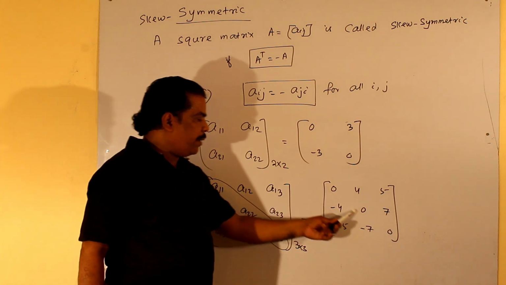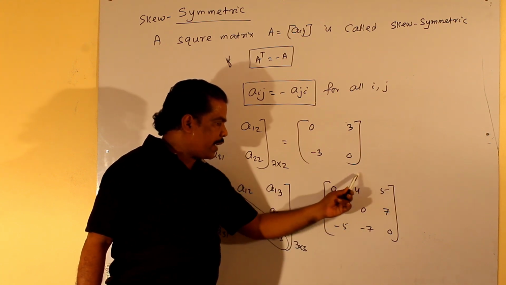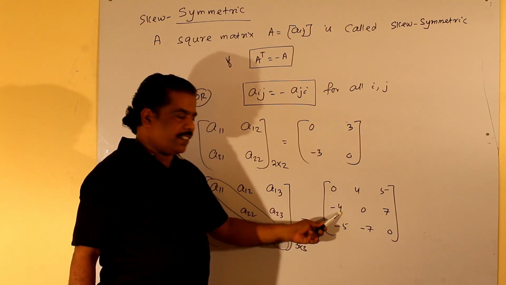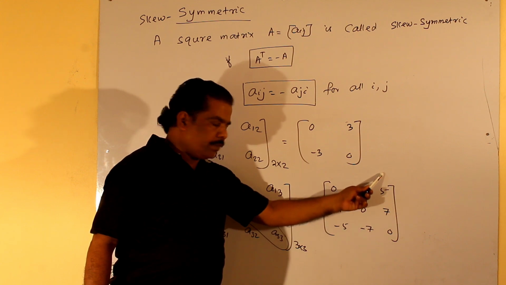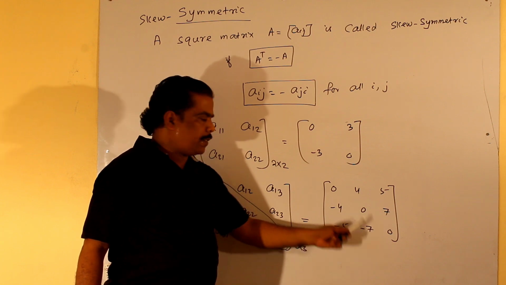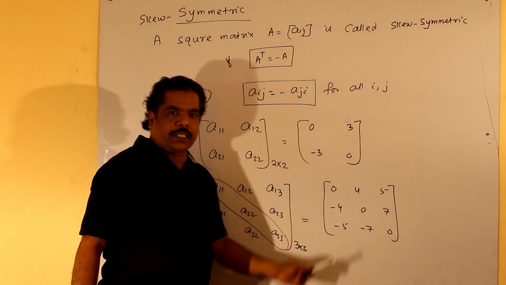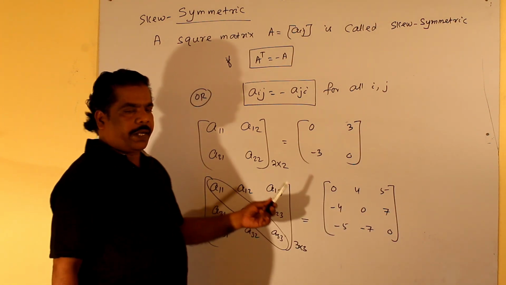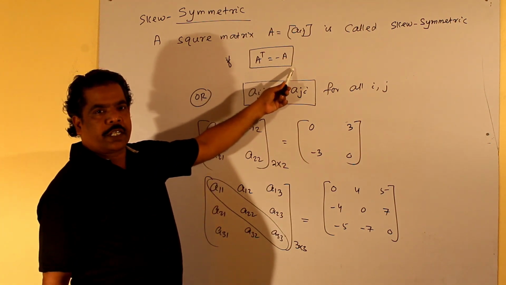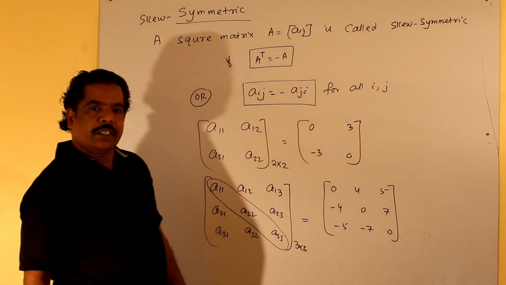Here all the diagonal elements are 0. The A12 element, present in first row, second column, and second row, first column, are equal but sign is changed. Second row, third column and third row, second column are equal but sign is changed. First row, third column and third row, first column are equal but sign is changed. So it is an example of a skew symmetric matrix. So a matrix is called skew symmetric if A transpose is equal to minus A, or Aij is equal to minus Aji for all i, j.